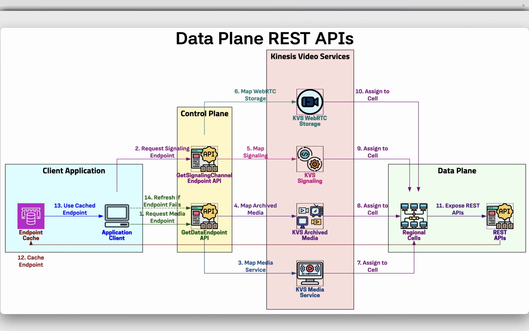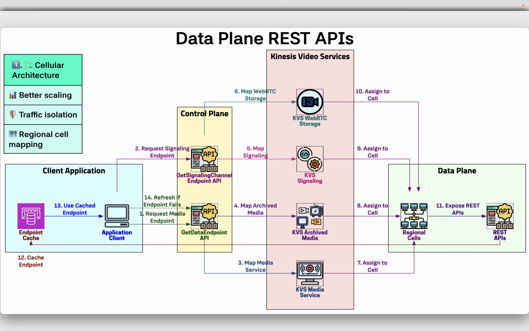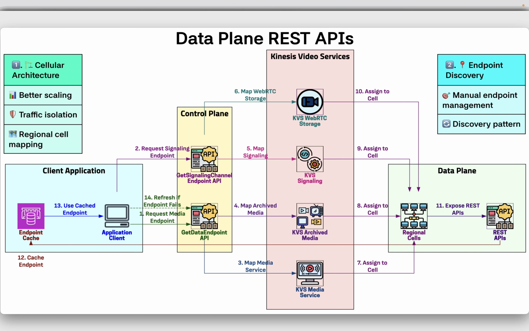Data plane REST APIs. Kinesis Video Streams uses a cellular architecture. This provides better scaling and isolates traffic. Each stream is mapped to a specific cell in a region. When using data plane REST APIs, you must manage and map the correct endpoints yourself. This is done with the endpoint discovery pattern.